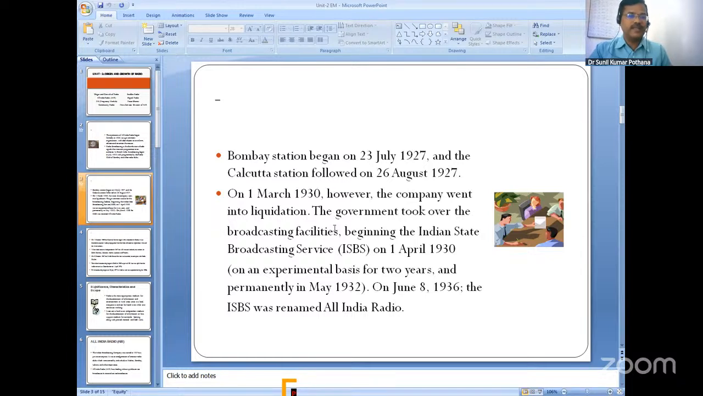On 1st March 1930, however, the company went into liquidation. The government took over the broadcasting facilities, beginning the Indian State Broadcasting Service, ISBS, on 1st April 1930. The then British government ran it on an experimental basis for 2 years and permanently from May 1932. On June 8, 1936, the ISBS was renamed All India Radio, as we call it now.